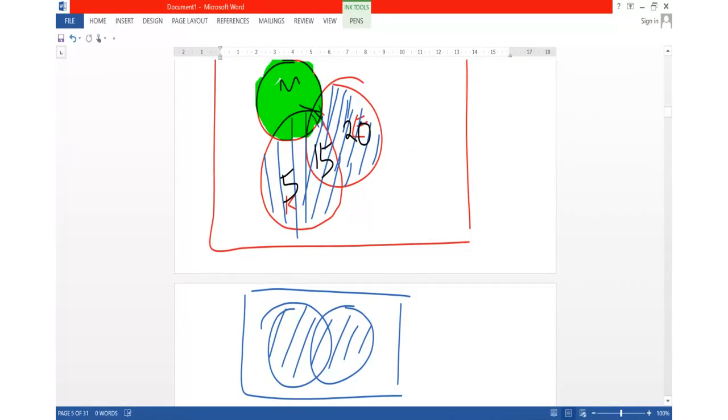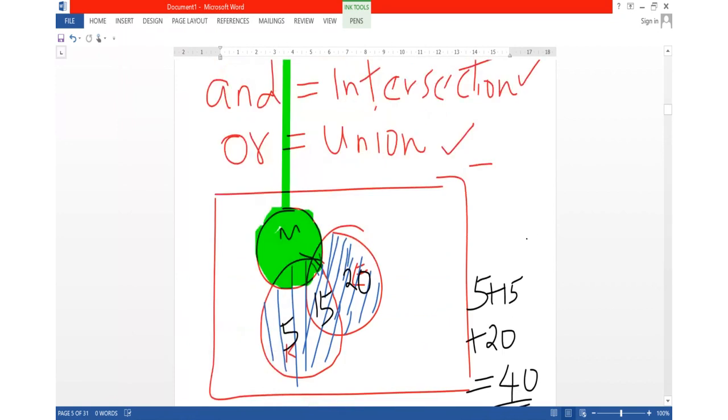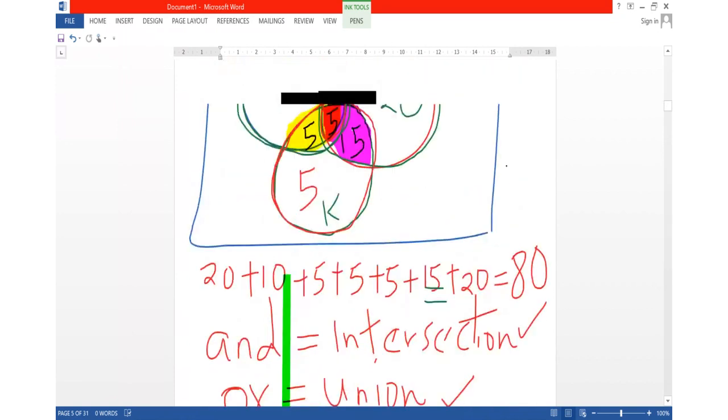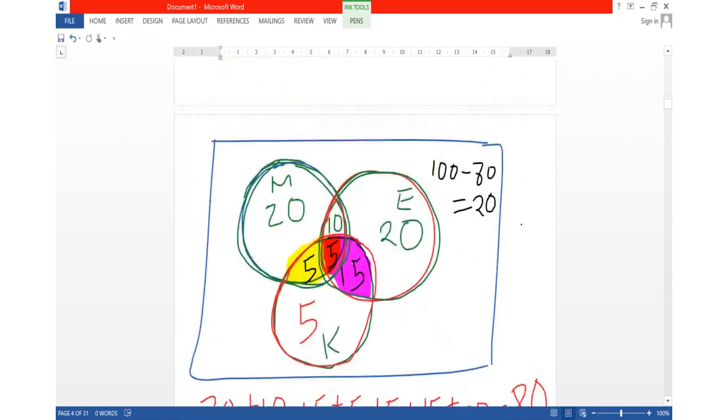When you add these numbers, what are you getting? 5 plus 15 plus 20. So the number is 40. Those are the number of students who are doing English or Kiswahili, but they're not doing any maths. So you must be able to pick out from the Venn diagram. I just wanted to show you how we do it, the union and the intersection.